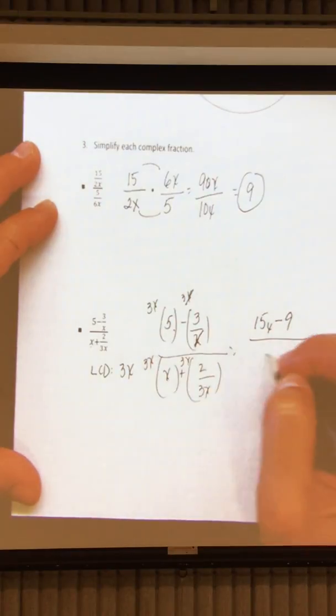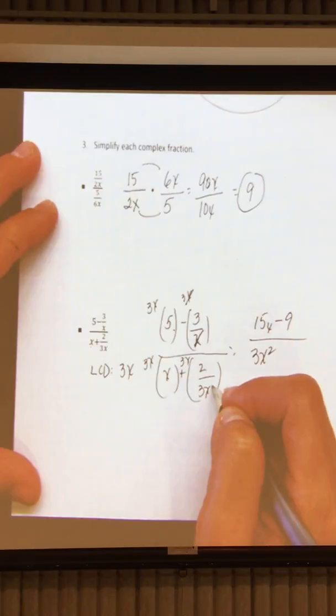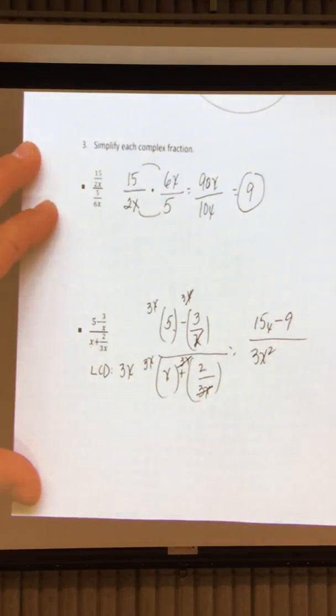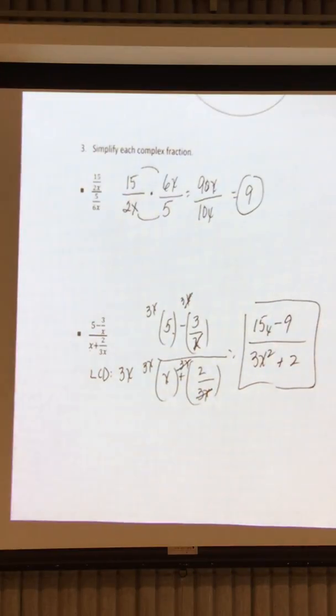And the denominator we have 3x squared. And here again the x's cancel and also the 3's cancel, and we're just left with 2. And that is our final answer.